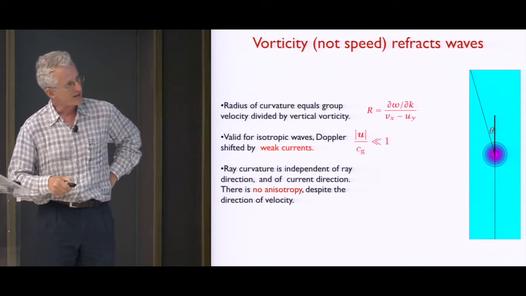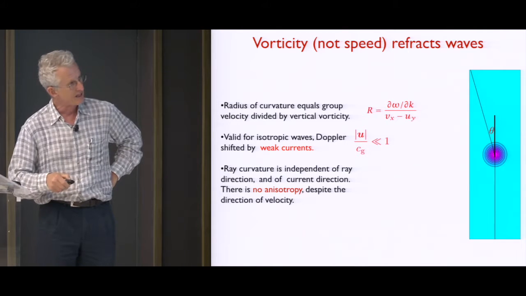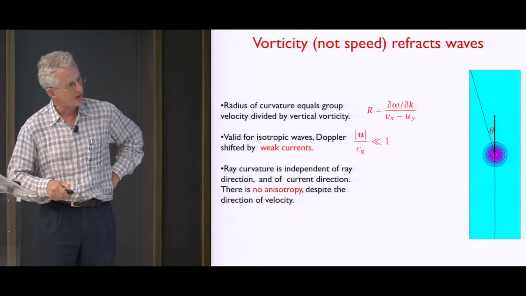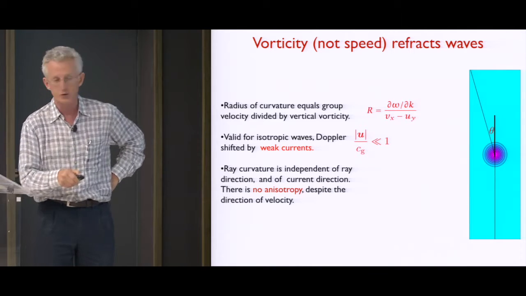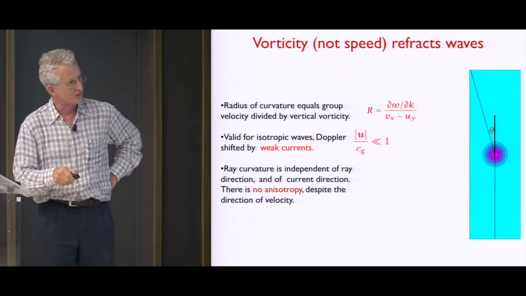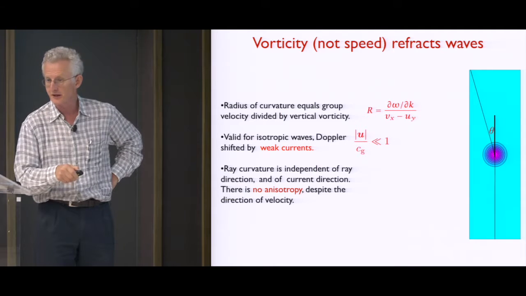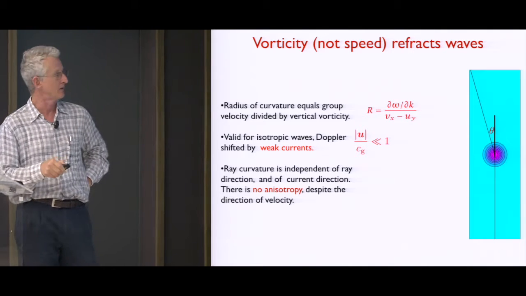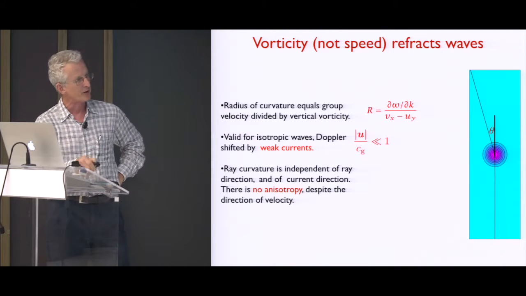So in other words, if I have a vortex, which here is the concentrated vorticity of a vortex, there's going to be a 1/r irrotational current surrounding the vortex. You shoot in a ray, and it travels on a dead straight line, ignoring the 1/r azimuthal current which surrounds the vortex. So there's certainly velocity out here. It hits the center of the vortex where all the vorticity is concentrated, and that's where it bends according to this formula from Landau and Lifshitz. Okay? So ray curvature is independent of ray direction and of current direction. In other words, there's no anisotropy despite the direction of the velocity.